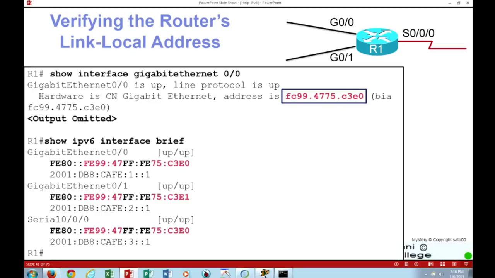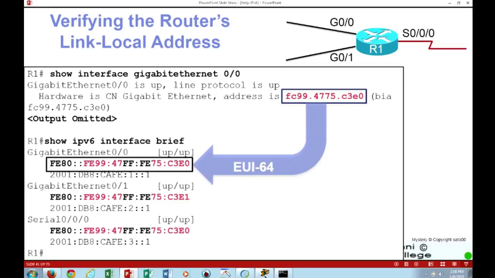Notice they're FE80. Now notice this on the gig 00. It used EUI64. How can I tell it used EUI64 and didn't come up with some randomly generated number here? Both are possible. Notice the address is very similar to the MAC address except for this digit here, and FFFE. Most likely, if you see FFFE there, you can pretty much be assured it used EUI64 to come up with the interface ID.